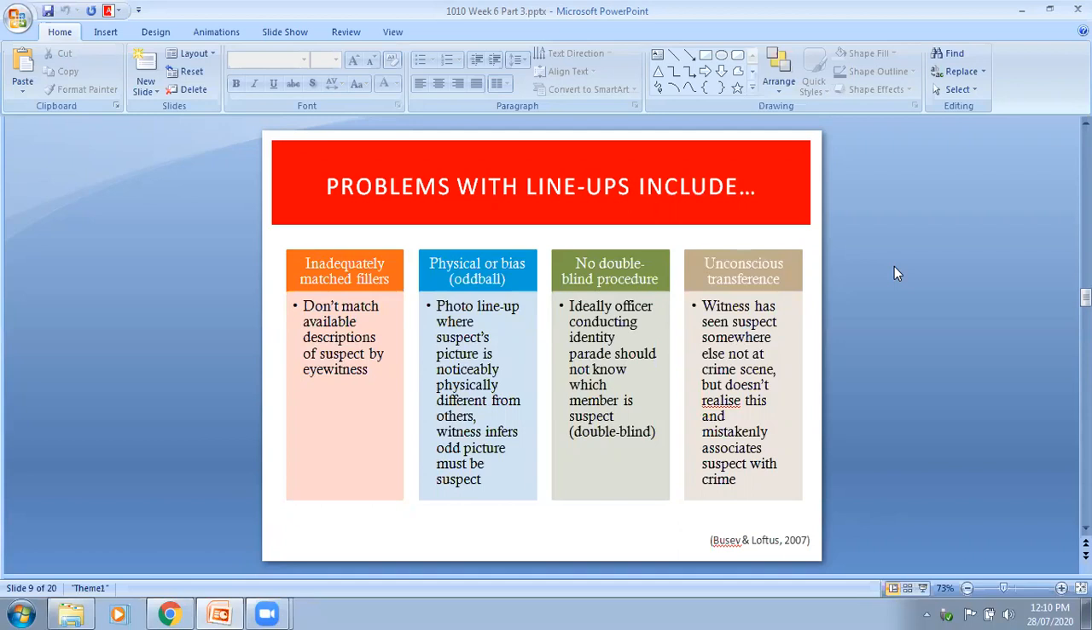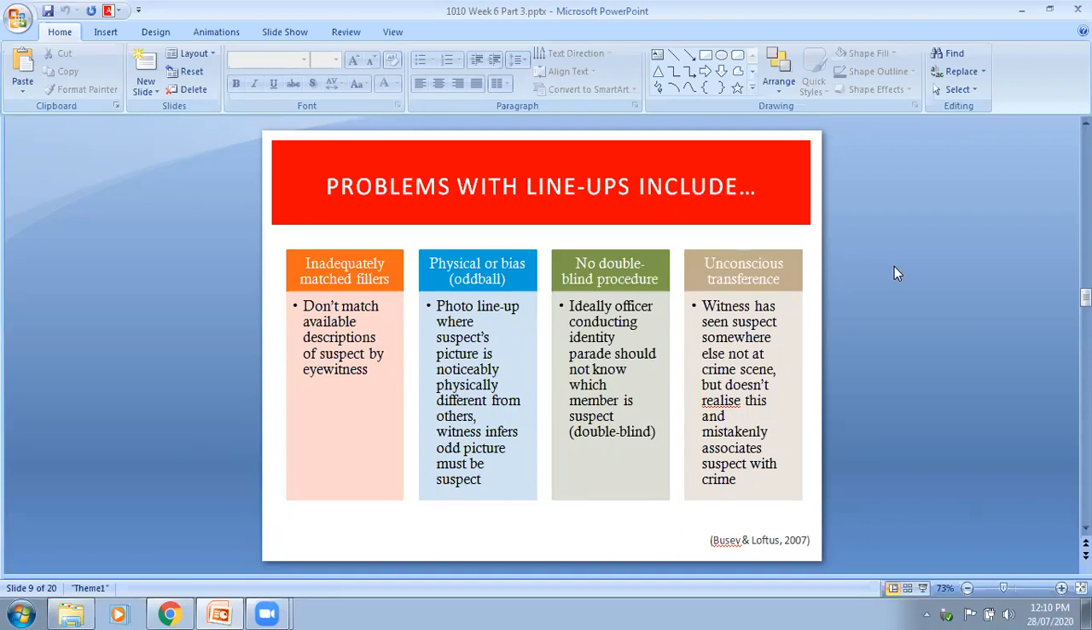Physical bias, oddball. So the photo lineup where the suspect's picture is notably different. It could be their hair or a scar or different clothes. Like I said, what if they're missing an ear? So the suspect looking noticeably different from the others.